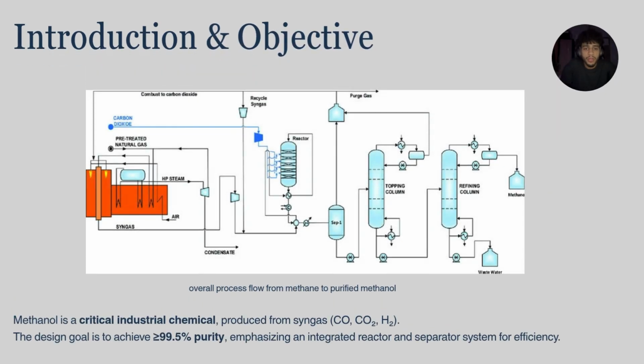Methanol is an important industrial chemical used in fuel, solvents, and chemical production. In this project, we designed a complete methanol production system consisting of two main sections, the reactor system and the separation system. The reactor produces crude methanol, but it contains impurities such as water and unreacted gas. So a purification step is required to achieve the industrial standard of 99.5% methanol purity.